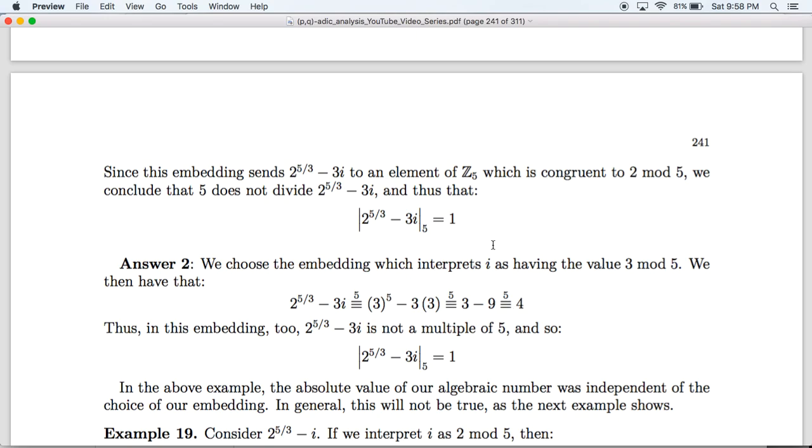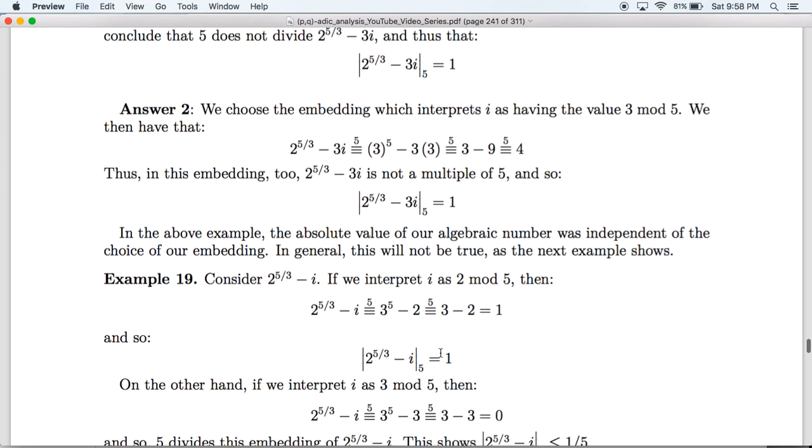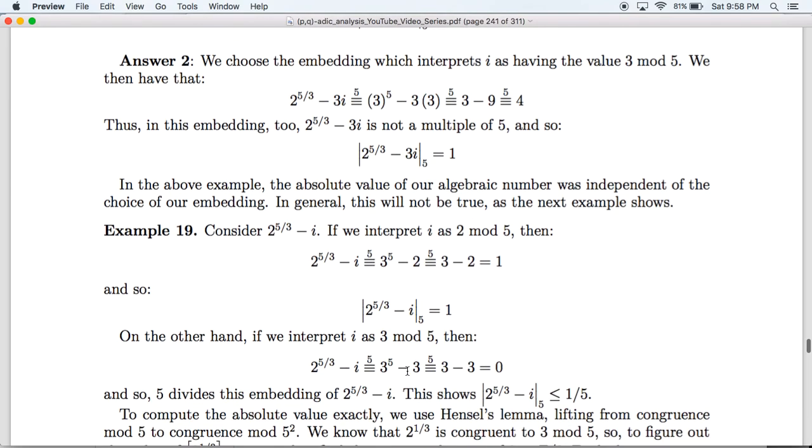Now this actually is the rarity. In general, it's not going to be the case that changing the embedding will leave the absolute value unchanged. Consider, for instance, 2 to the 5/3 minus I. If we interpret I as 2 mod 5, we end up getting that this is 1 mod 5, and so this is then equal to 1 in 5-adic absolute value. On the other hand, if we interpret I as 3 mod 5, then this is 3 to the 5th minus 3, which is 0 mod 5. So in this case, 5 divides this embedding of this quantity, which then tells us that its absolute value is at most 1/5. To compute the absolute value exactly, we'll use Hensel's lemma.